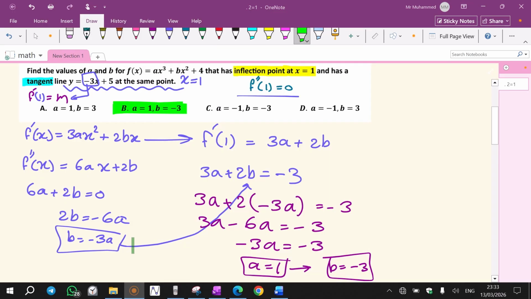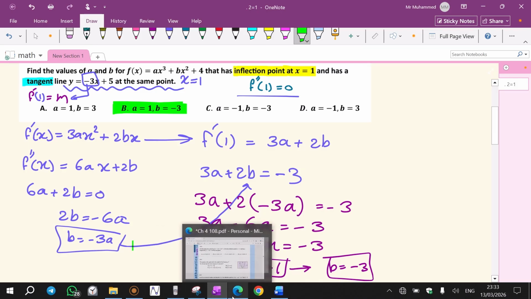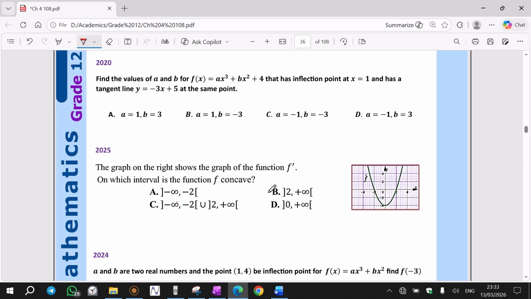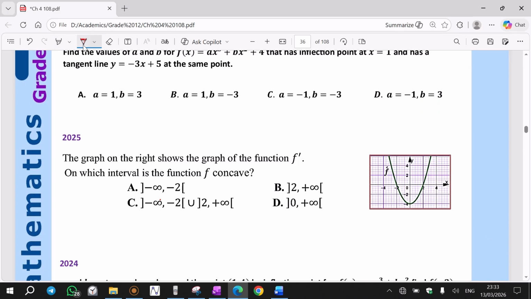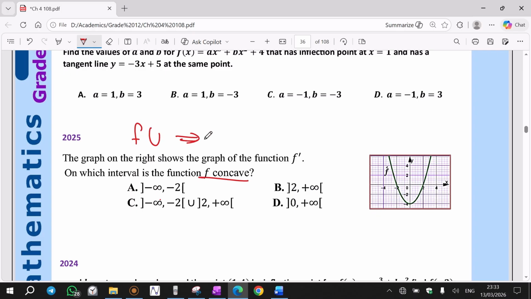Okay, the other questions have the same idea. This one, we just studied the relation. The graph of f prime is given and it says when f is concave. If f is concave, that means f double prime is positive, which makes f prime increase. This f prime is increasing from 0 to positive infinity.